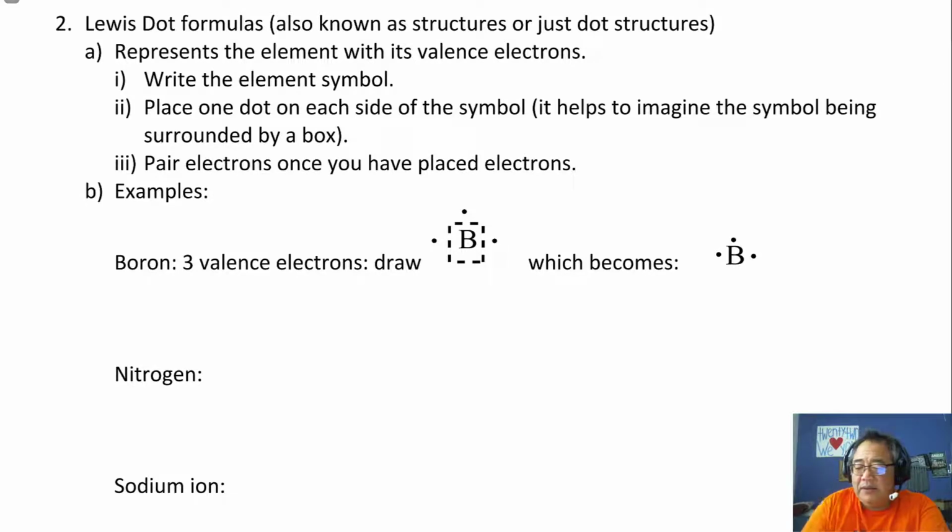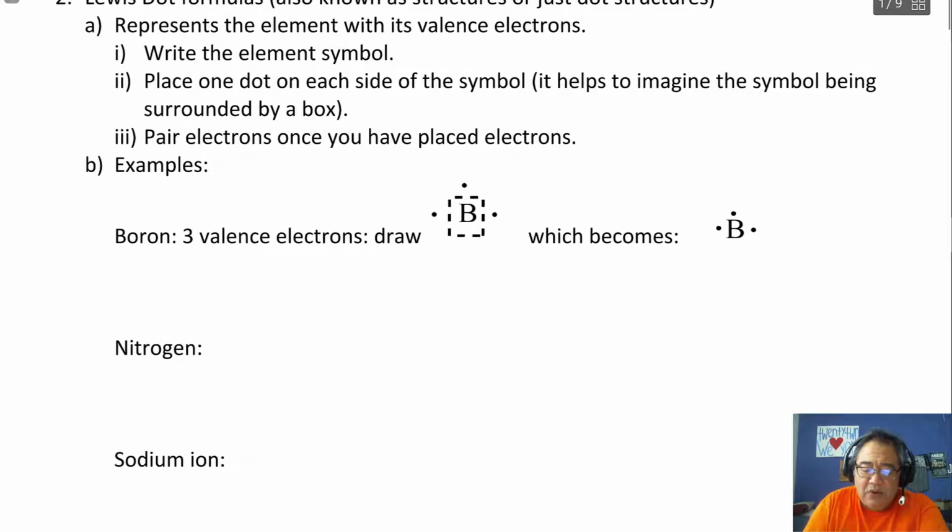Okay, so the way you do it basically is you write the element symbol, right? Place 1 dot on each side of the symbol, and it helps, this is what I did here, just imagine there's a box, and there's 4 sides to a box. And so what you're going to do is take the electrons and put 1 electron on each side until you get all 4 sides filled.